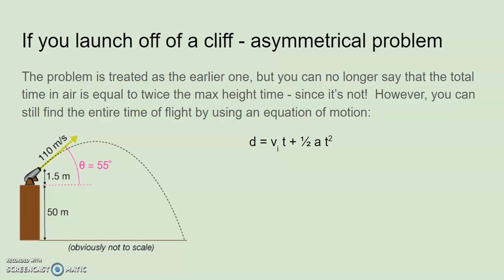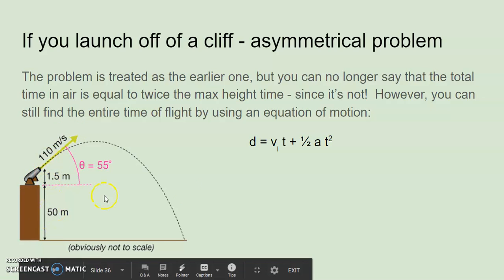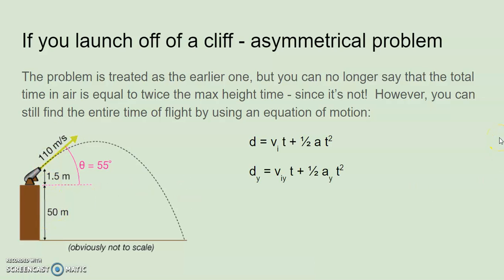Okay, I'm just going to use our friendly little third equation of motion, d equals v_i t plus 1/2 a t squared. So what do I know? I know the angle. I know the initial velocity. That means I know the initial velocity components. I know how far off the ground I am. That's actually enough. So dy equals v_iy t plus 1/2 a_y t squared.